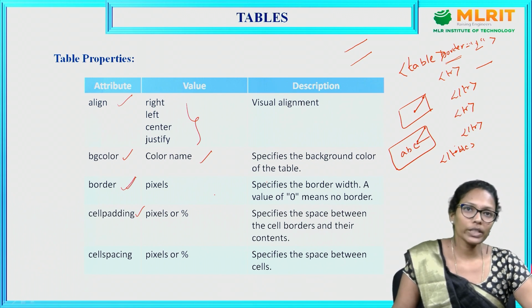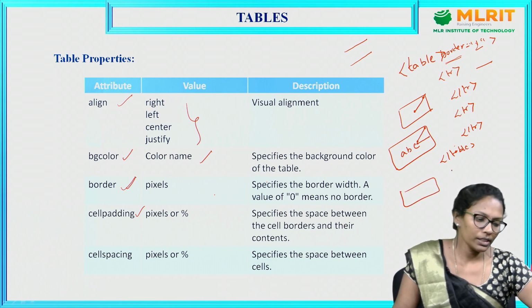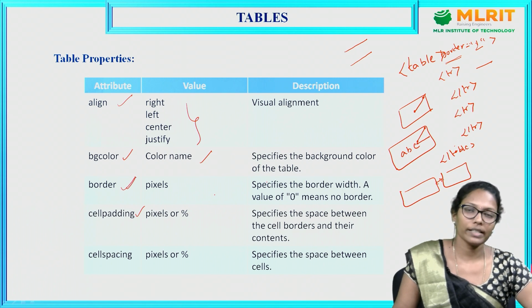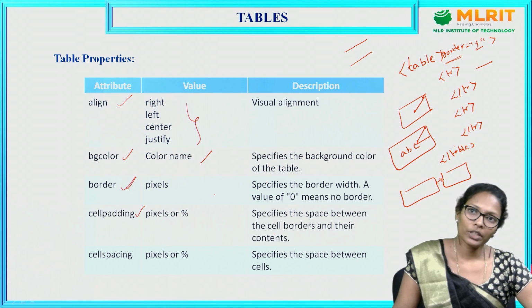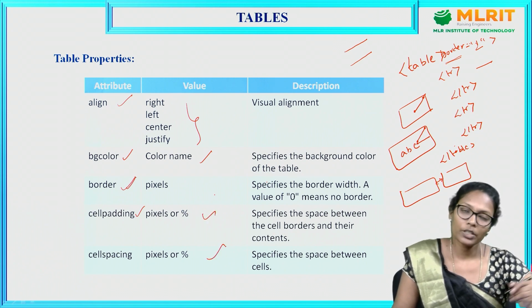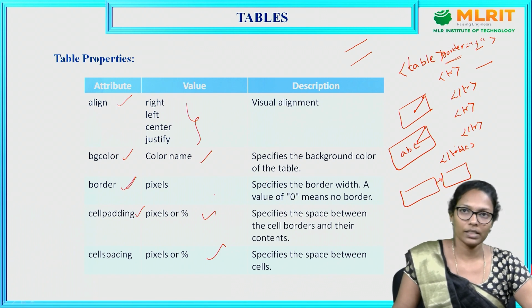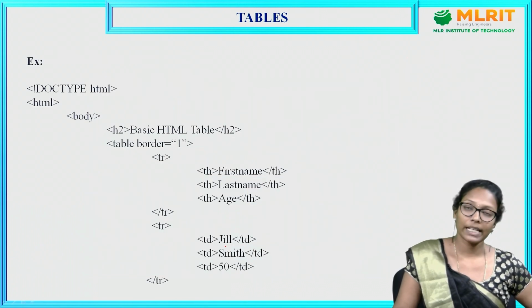And coming to cellspacing, the spacing between two cells is called cellspacing. For example, I have two cells, so the space between these two cells is called cellspacing. Based on the requirement, you can use cellpadding and cellspacing, or both, specifying them in terms of pixels only. So we'll see examples one by one here.